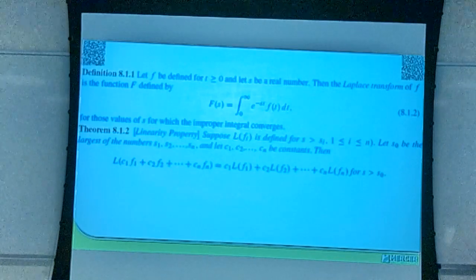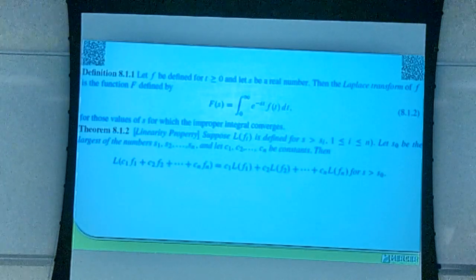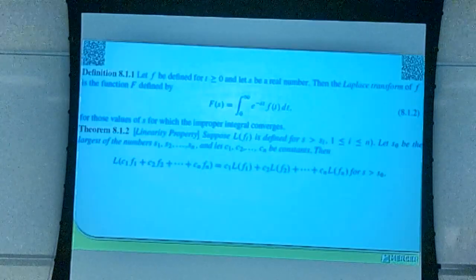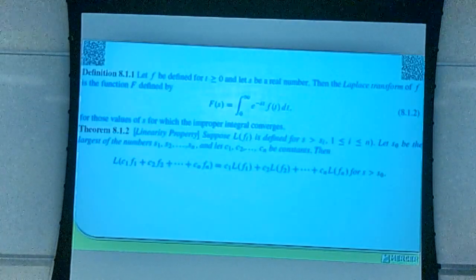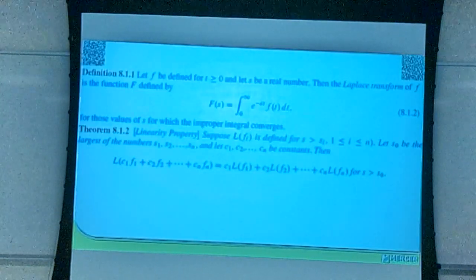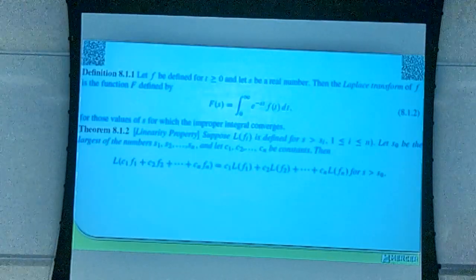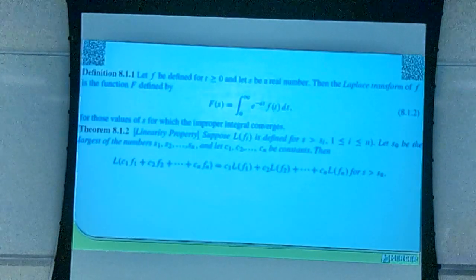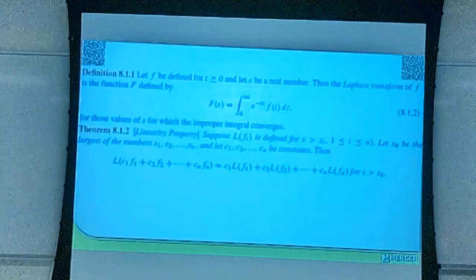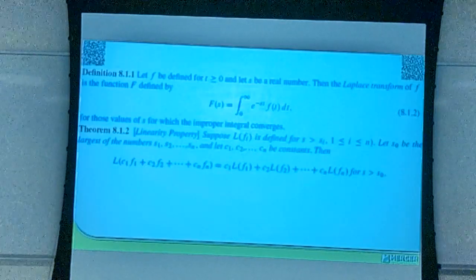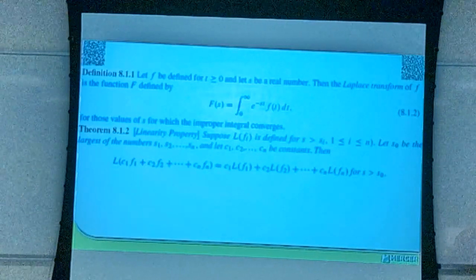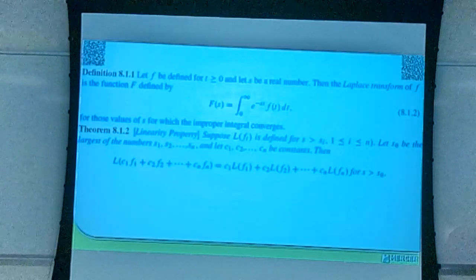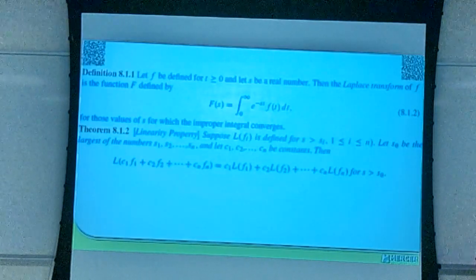It's a type 1 improper integral. Your interval of integration is infinite. That's type 1. Type 2 would be if your integrand is discontinuous somewhere along the interval. Right? And then, of course, we have methods for evaluating each of those.